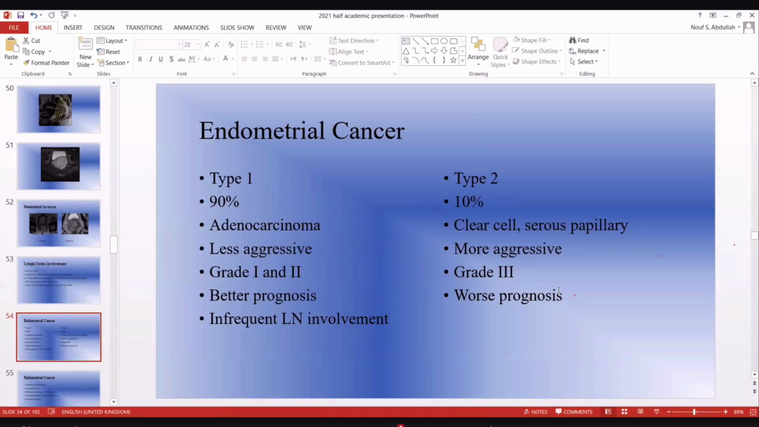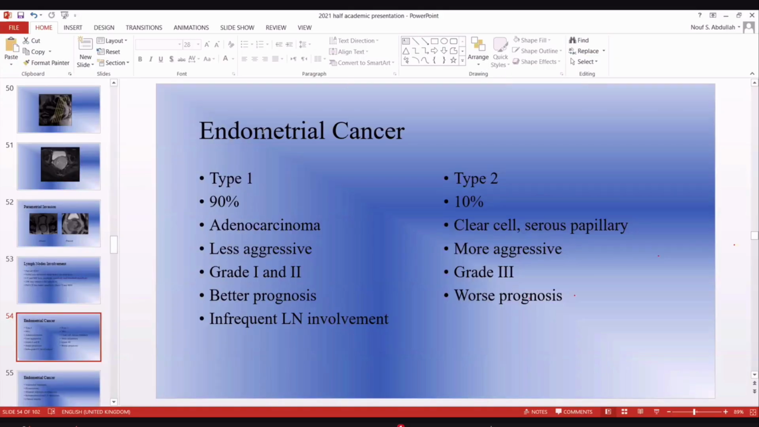Just a quick theoretical information about endometrial cancer. So now we finished cervical cancer. I'm gonna move into endometrial cancer, guys. So you remember we talked about cervical cancer, 75% it is squamous, 25% it is adenocarcinoma. The opposite to that is the endometrial cancer.